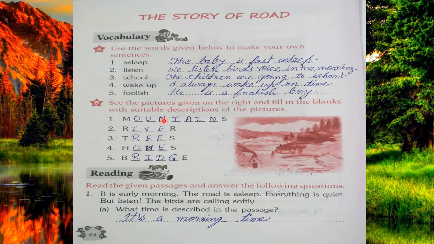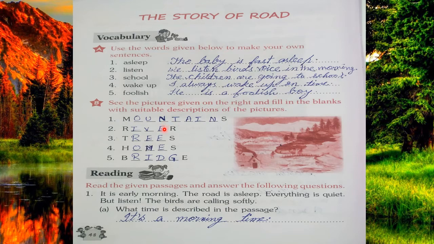So this is done. Next question is, see the pictures given on the right and fill in the blanks with suitable descriptions of the pictures. Class, here in this question you can see there is a picture, and in this picture there is a mountain, trees, roads, huts, rivers, etc. So you have to complete these words with the help of this picture. Just like the first letter is M and last letter is S, so you can write here mountains.